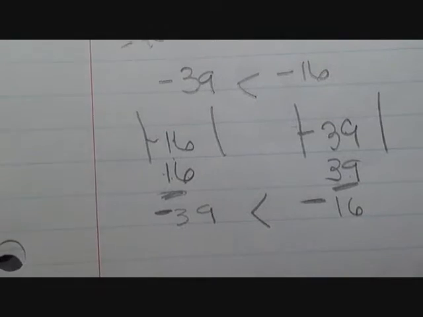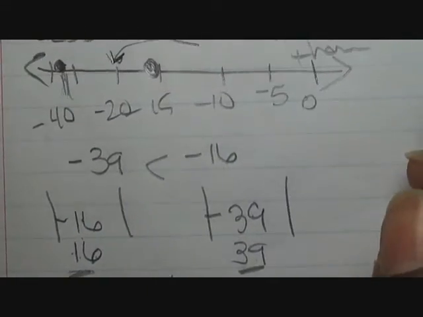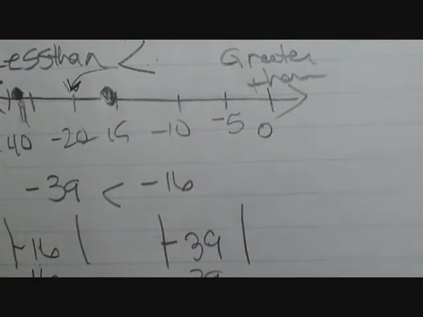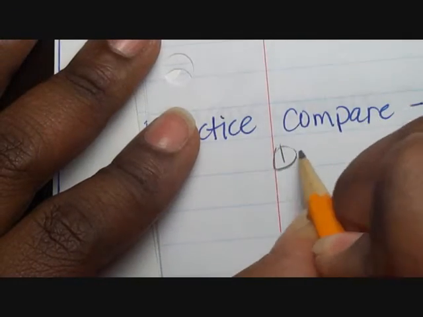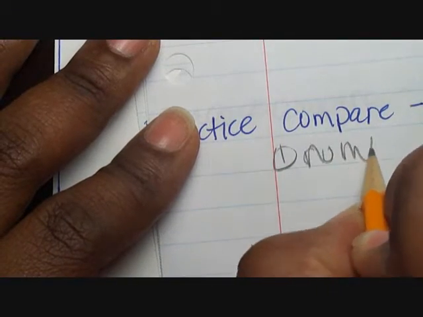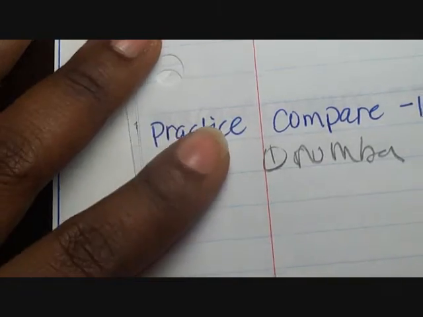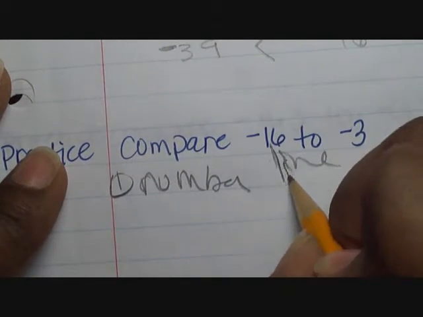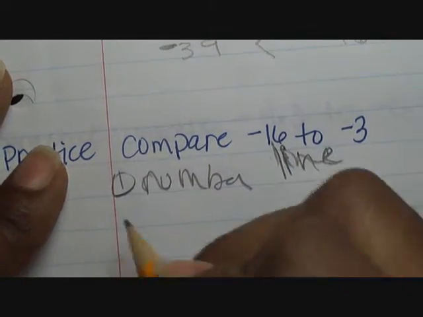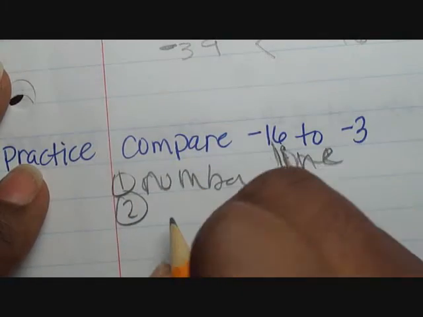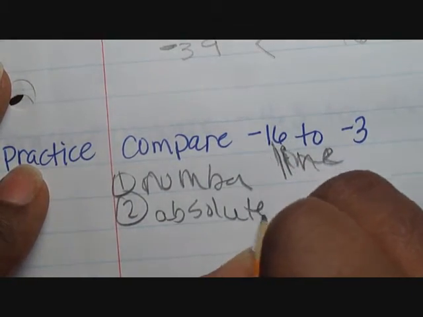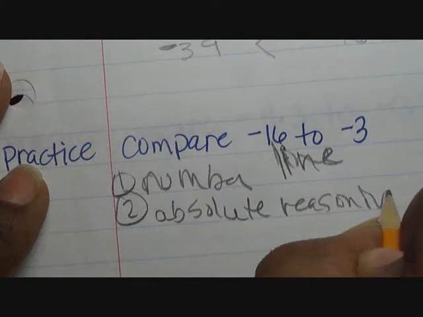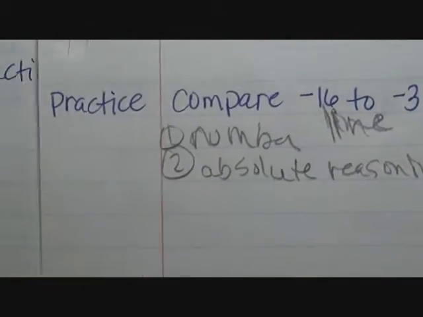Hope that makes sense. Please feel free to stop, rewind, and re-watch if necessary. Now, on this comparing whole numbers, I use the strategy of the number line, which I want you to use. So number line on your example. Not your example, but on your practice problems. And then the second one was I used the absolute value reasoning method. Okay, so go ahead and show those.